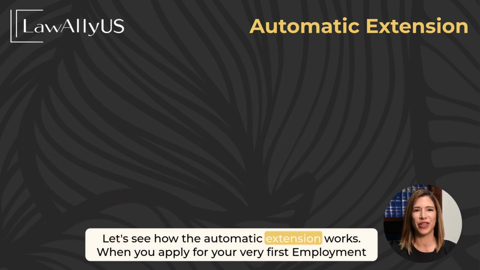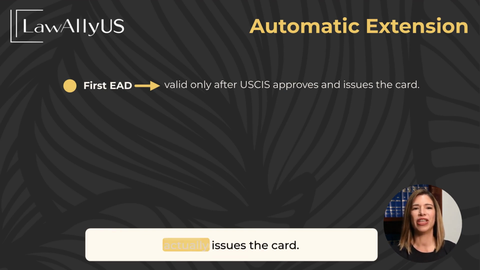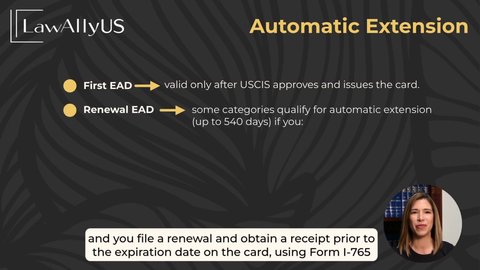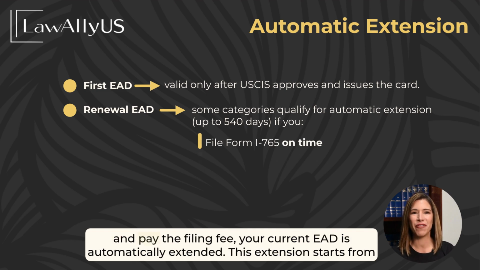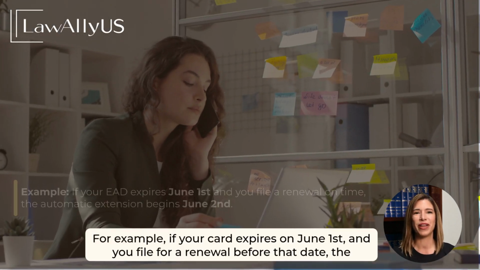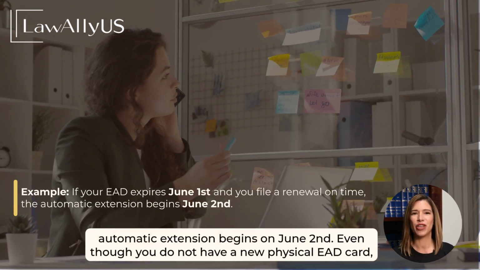Let's see how the automatic extension works. When you apply for your very first employment authorization document, it only becomes valid once USCIS approves your application and actually issues the card. Now, the automatic extension is a little different. Here's how it works. If you already have an EAD and you file a renewal and obtain a receipt prior to the expiration date on the card, using Form I-765 and pay the filing fee, your current EAD is automatically extended. This extension starts from the expiration date that's printed on your card, not from the day you submit your new application. For example, if your card expires on June 1st and you file for a renewal before that date, the automatic extension begins on June 2nd.